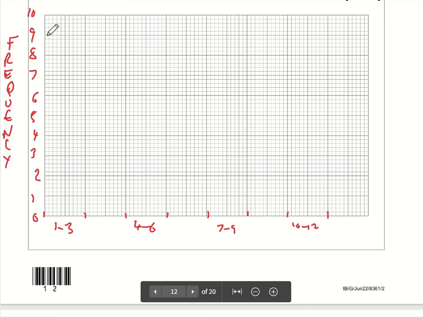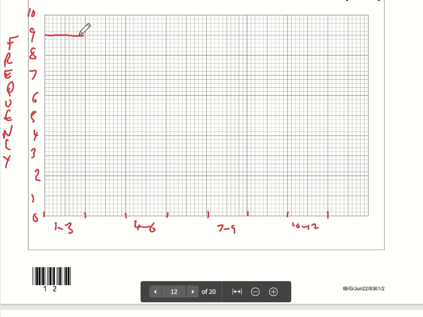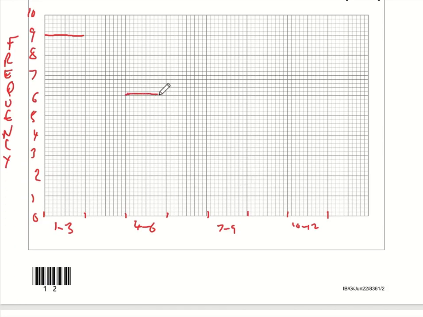So the first one is 9. I've forgotten the numbers already. 6, 3, 2. There we go. So I'm just putting in the tops of the bars just because I can't be bothered scrolling up and down the whole time. Okay, now when you do this, you should definitely use a pencil and a ruler. So I'm making a bit of a shortcut here just to speed things up.